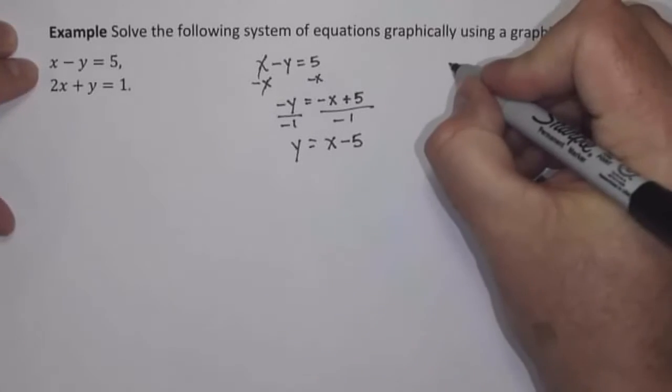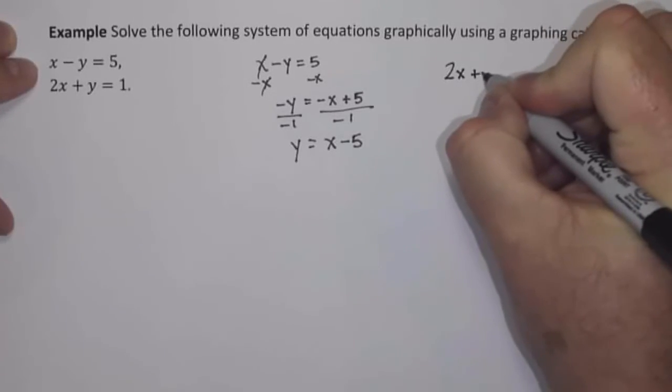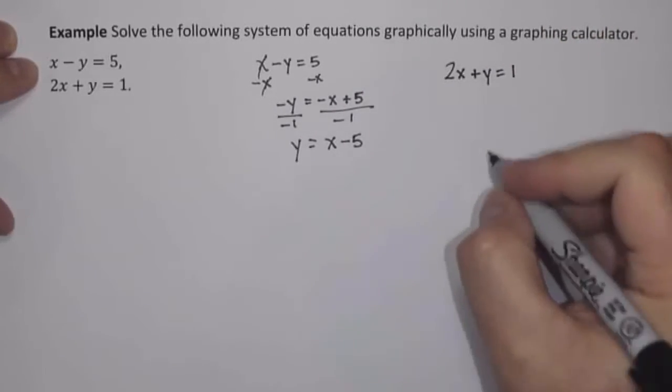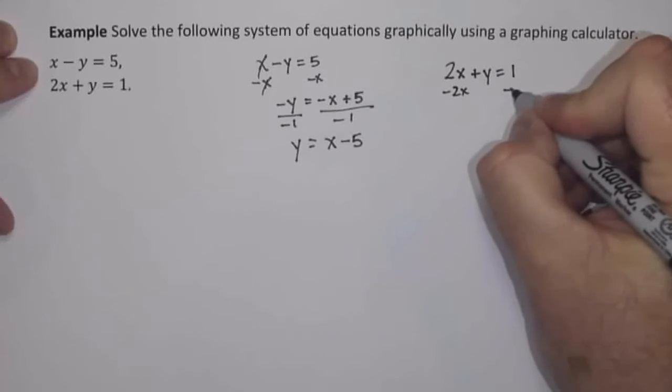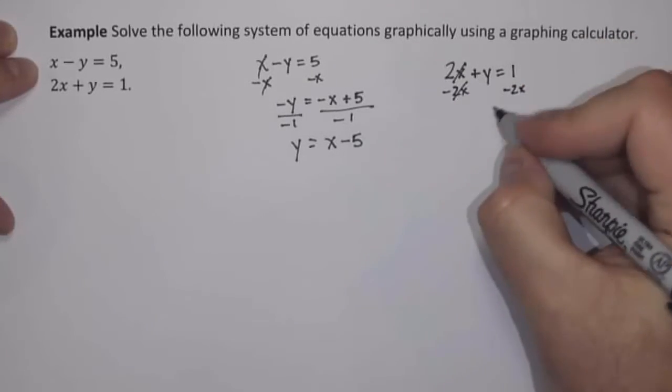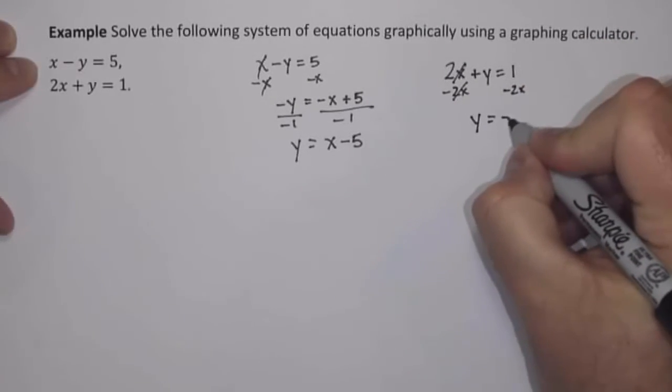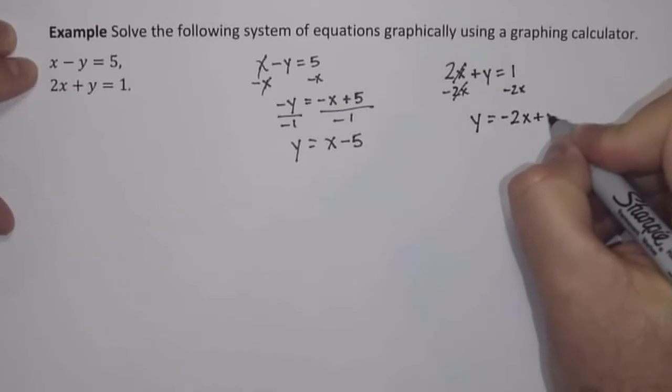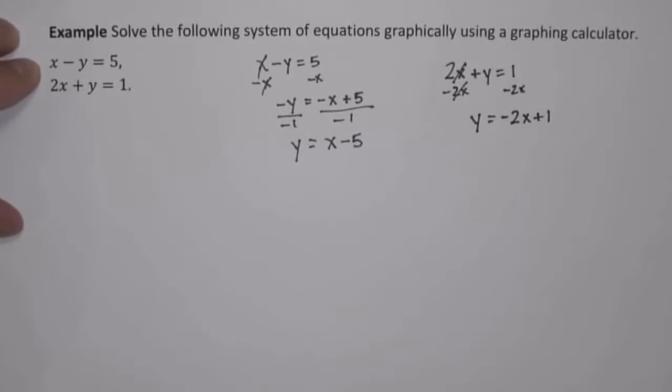For our second equation, we have 2x plus y equals 1. We're going to subtract 2x from both sides. So we get y equals negative 2x plus 1, and that's it.